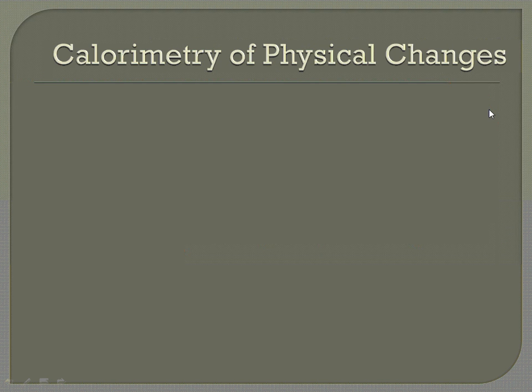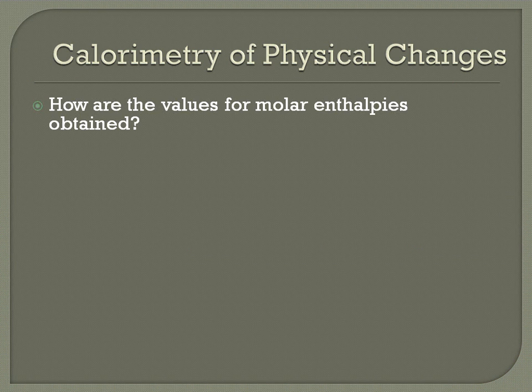All right, so calorimetry of physical changes. What we're going to do in the lab is use a calorimeter to get these values for molar enthalpies, and we're going to use a calorimeter to calculate a change in temperature, which will eventually translate to a change in energy. So how do we get these values for molar enthalpies?